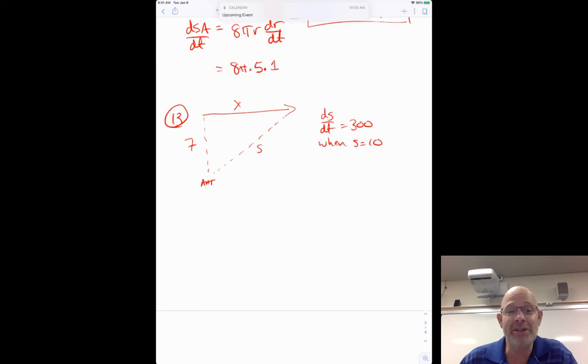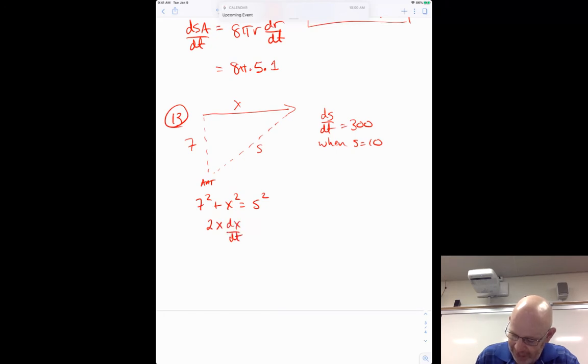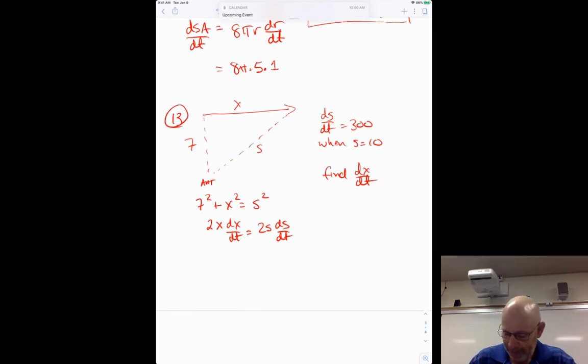Sometimes we use angles in these problems, which we'd use some trig functions, but we just use the Pythagorean theorem here, which will be 7 squared plus x squared equals s squared. So now take the derivative. The derivative of 7 squared is 0. That 7's not changing. So we got 2x dx/dt equals 2s ds/dt. And the question is, find the speed of the plane, which is dx/dt, right? X is that plane's movement.